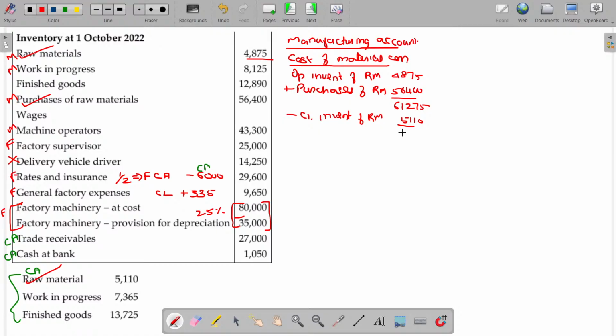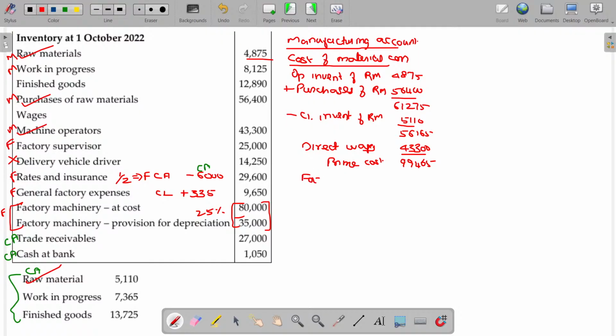Then raw material consumption being 56,165. Then you have to add the direct wages. Machine operators wages will be the direct wages, so 43,300. Now you will get the prime cost, 99,465 will be the prime cost.